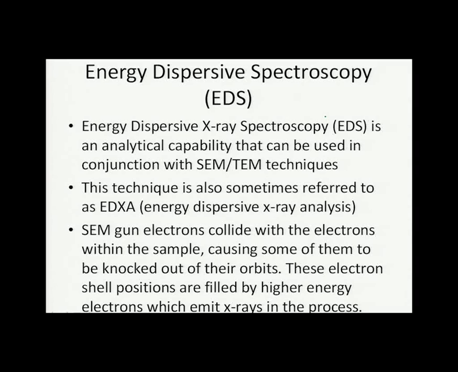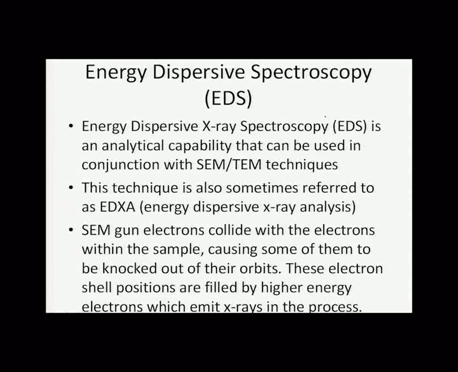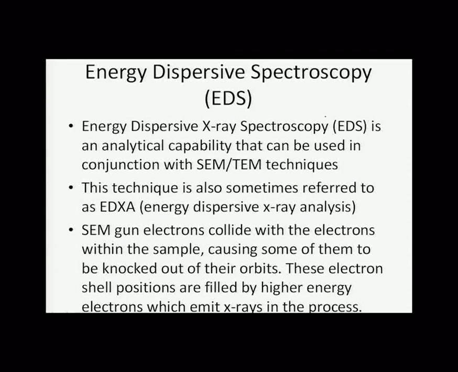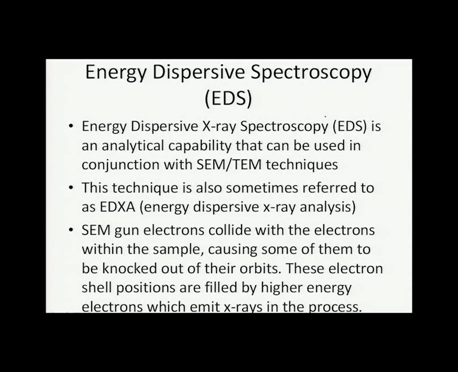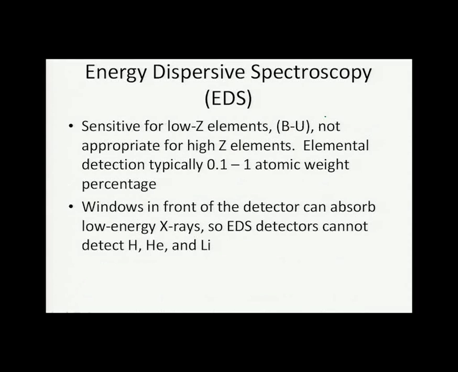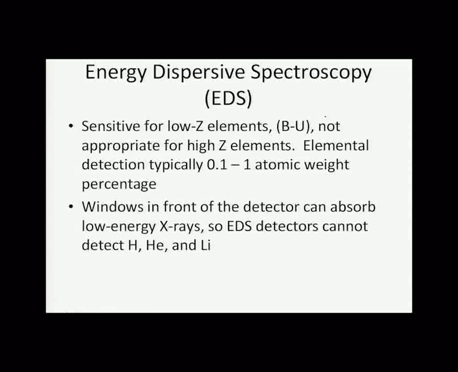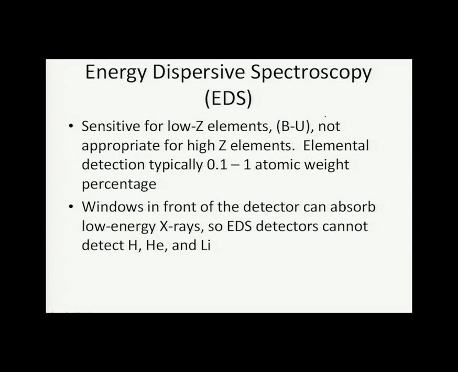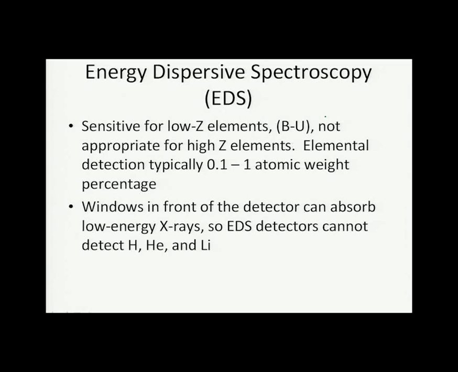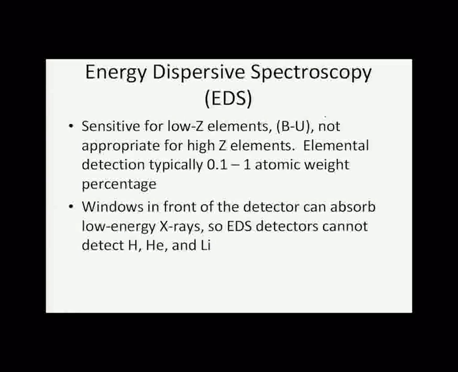Basically, you have an SEM gun providing our high energy electron beam. The beam collides with the sample, causing some of the sample electrons to be knocked out of their orbits. These electron shell positions are filled by higher energy electrons, which emit characteristic X-rays in the process. It's very sensitive for low Z elements, but not so sensitive for high Z elements. By Z, we mean atomic number. So the elemental detection is typically 0.1 to 1 atomic weight percentage.